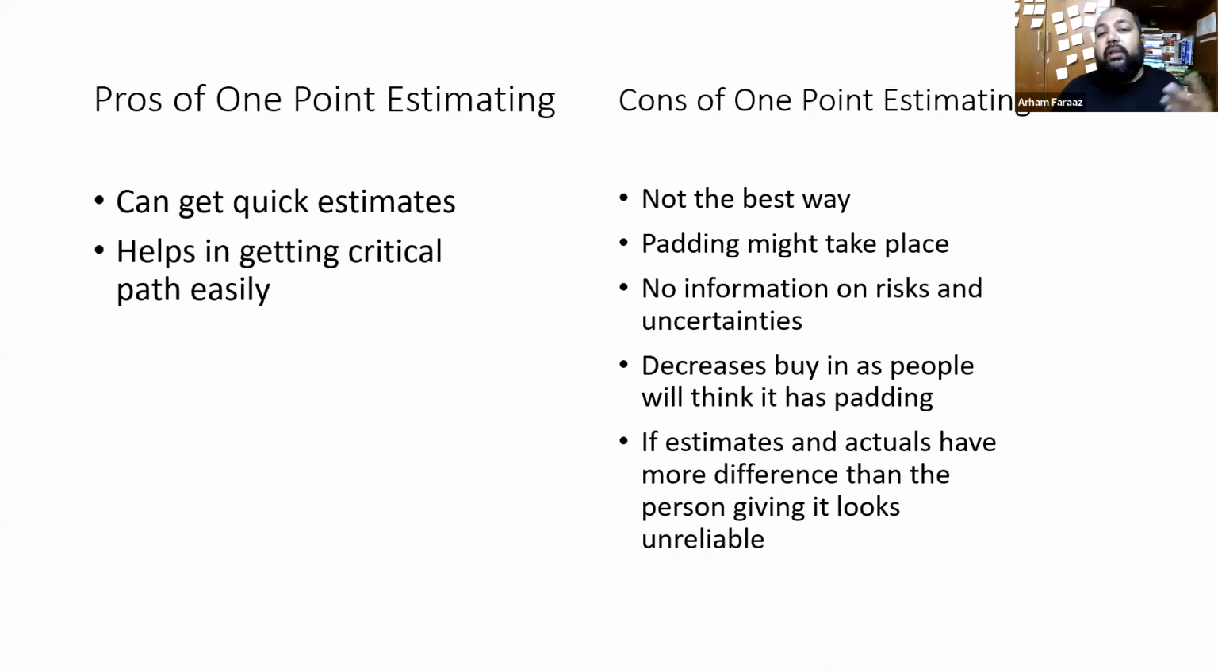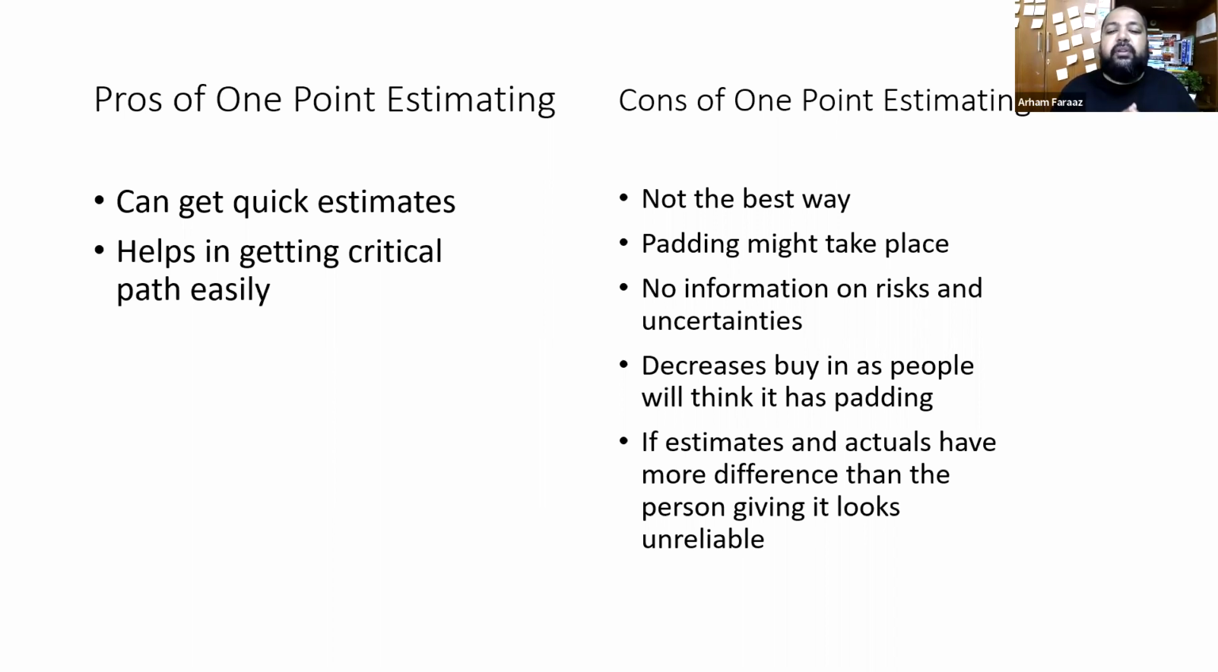Now, what is the advantage of 1 point estimating? You can do the estimation very fast. If you are supposed to estimate quickly, then we take 1 point estimating. But there are a lot of cons to this. This is not the best way to do it. You might have people doing some padding. No information on risk and uncertainties is available, because we are going to talk about risk and uncertainties and other ways of estimating.